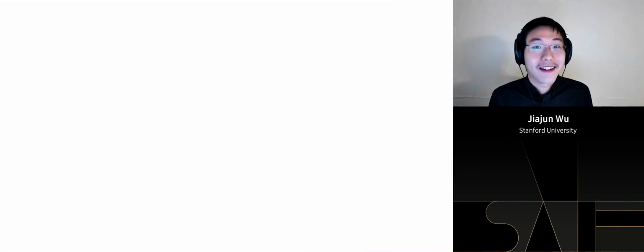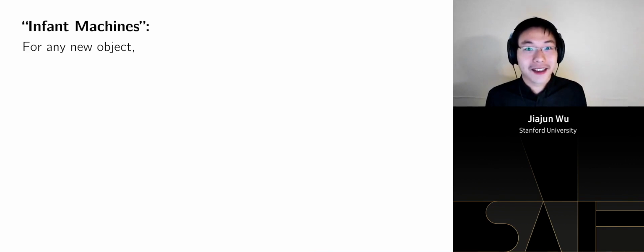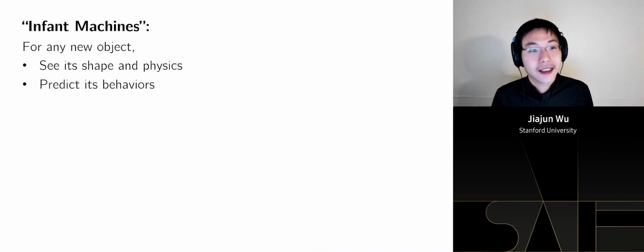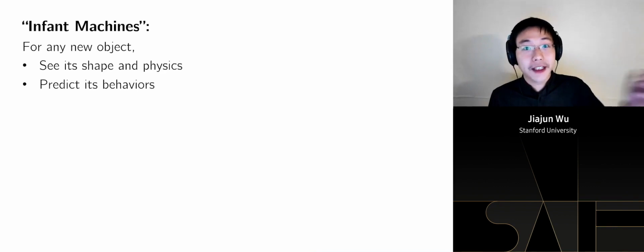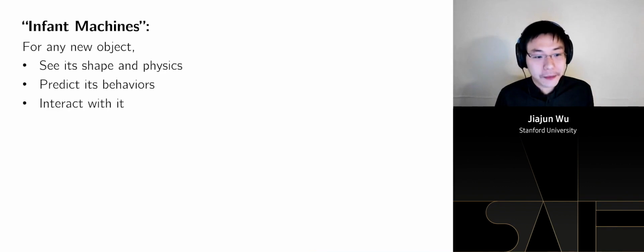And this is the theme of my research. That's why I sometimes call it the infant machine. That is, can we build a machine that learns and behaves like an infant for any new objects, including objects we've seen like blocks, but for a young child, objects we have never seen like this? For any new objects, including those we have never seen before, can we recognize its shape, geometry, and physics, predict how it will behave if we interact with it, and actually interact with it? This is the theme of my research.